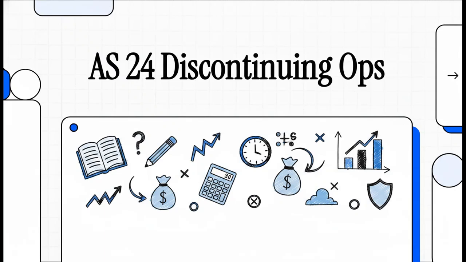You are probably deep into your test day prep right now, so let's get straight to it. Today's explainer is your ultimate AS24 revision guide, specifically focusing on discontinuing operations. We're going to strip away all that textbook fluff, hone in on exactly what scores you marks, and, maybe most importantly, expose those sneaky traps the examiner is just waiting for you to fall into.